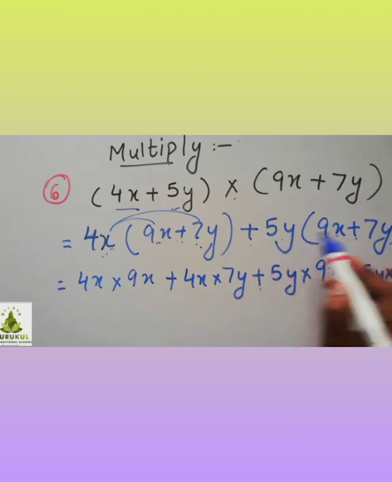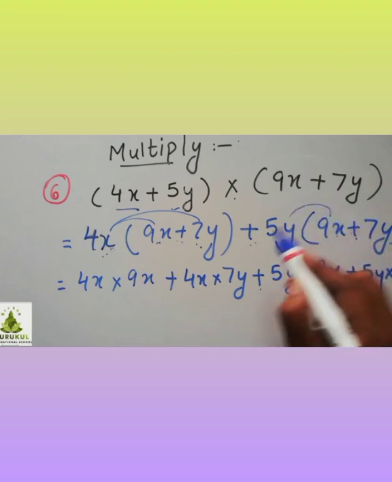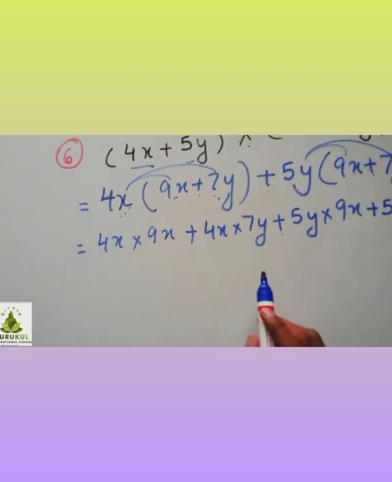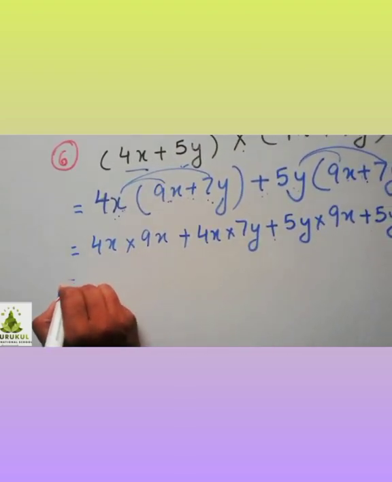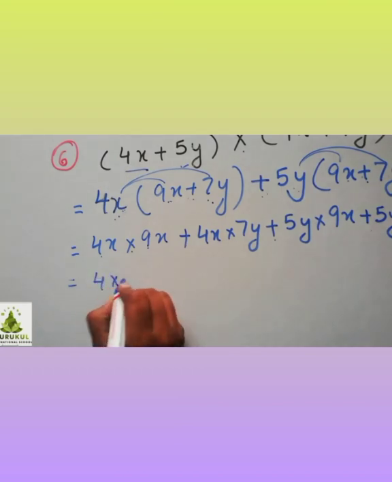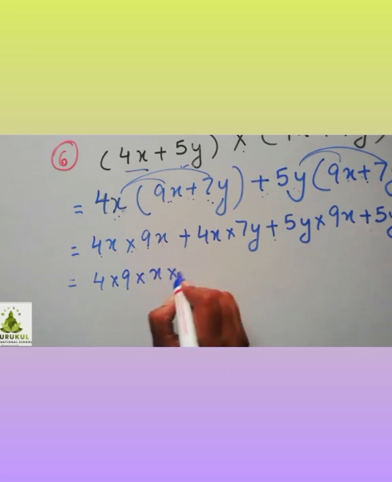5y into this, plus into plus, plus sign. 5y into this term. So for this you are multiplying first, then this term you are multiplying and writing. Now you know how to write the coefficients separately. Now 4 into 9. And here what is remaining? Variable x into x.